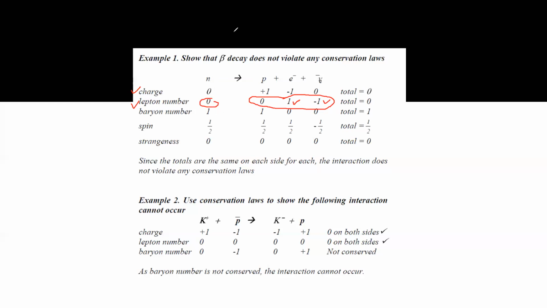Then you check the baryon number. Baryon number, for every baryon it's plus one, anti-baryon is minus one. Neutron and proton are baryons, so the baryon number is 1, 1. And these are leptons. For lepton, the baryon number is 0. So on the left hand side, baryon number is 1. On the right hand side, baryon number is 1. So that is also conserved.